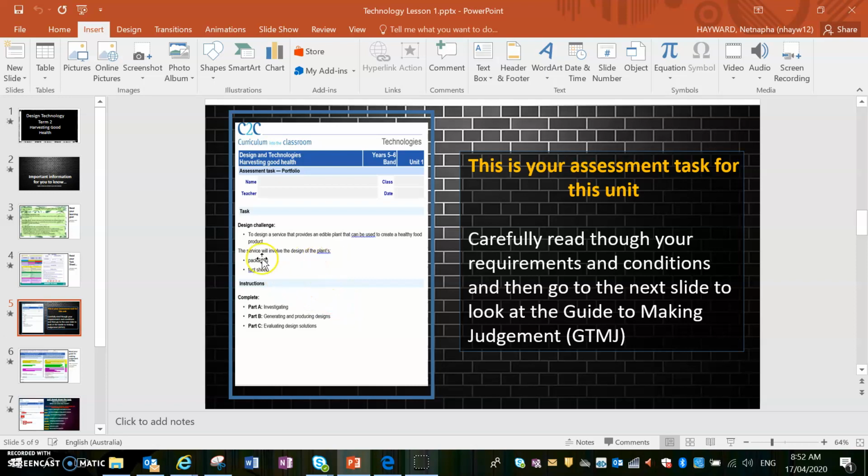Okay, and there'll be 2 major focuses in that. One of the focuses is packaging and the other one is the fact sheet you have to create. Part A, part B and part C is breaking up. I guess that's where the weekly is done. The first week or 2 you'll be investigating, and then you'll be generating and producing designs, which is week 3, and then the last bit you actually have to evaluate design solutions.